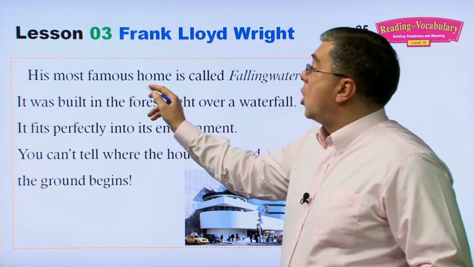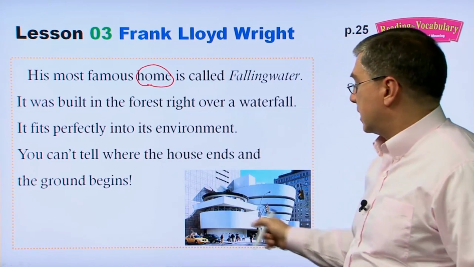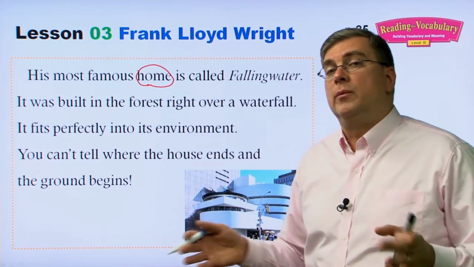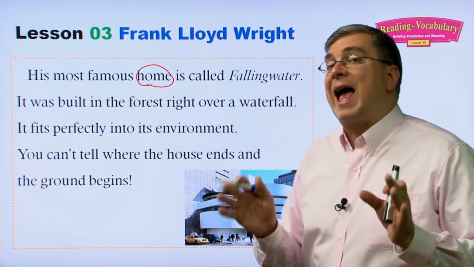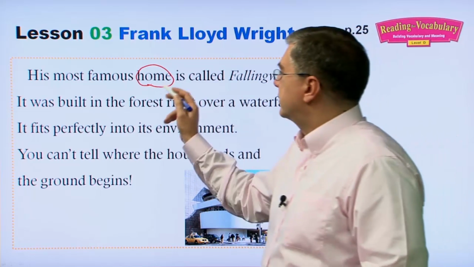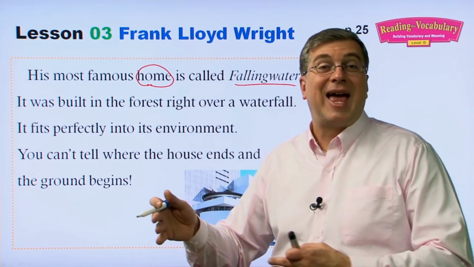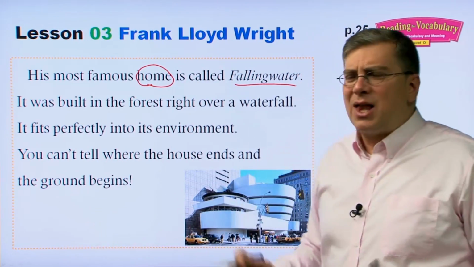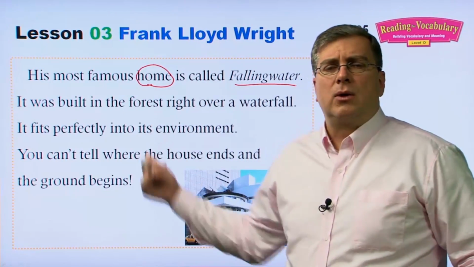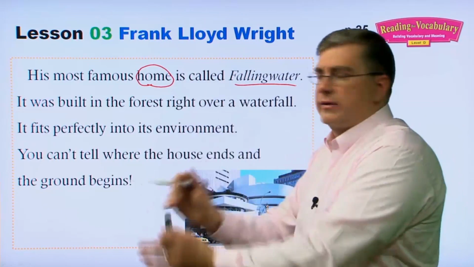His most famous home, right? Because Frank Lloyd Wright, he designed many kinds of buildings, like a museum, office buildings, but he also designed homes, and he's very famous for designing houses and homes. His most famous, number one most famous home is called Falling Water. So his houses have names, right? A lot of architects build houses, they're all the same. They build a whole neighborhood. But Frank Lloyd Wright built one house at a time. He didn't build neighborhoods, he built unique houses.